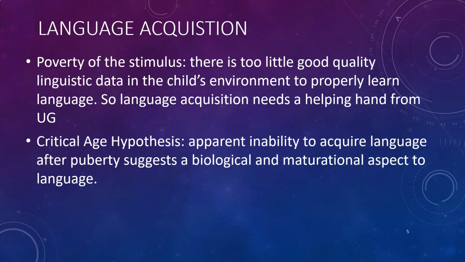The critical age hypothesis seems to indicate that there's a biological basis for language. In other words, language is not purely cultural. From this, it is a relatively short step to say the biological basis of language surely includes some type of universal grammar. Over the years, there have been a number of criticisms of this approach.